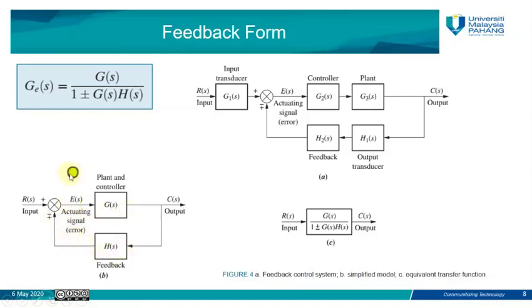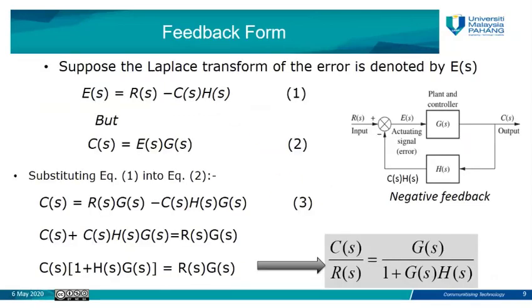In the case of negative feedback, you can see here the top is positive, the bottom is negative, so it will be reversed. If you have a negative feedback, it becomes GS over 1 plus GS HS. If you have a positive feedback, it becomes GS over 1 minus GS HS. Actually, the derivation for this equivalent transfer function for the negative feedback system is explained here in this slide.